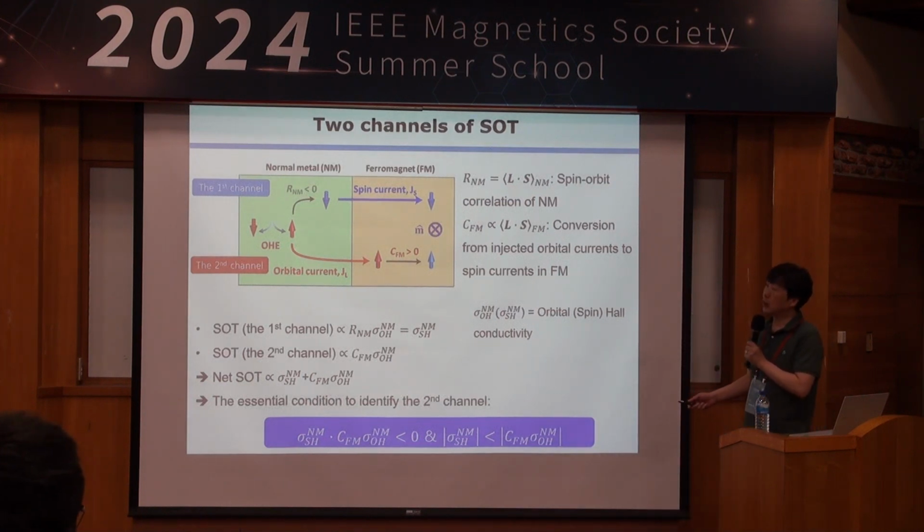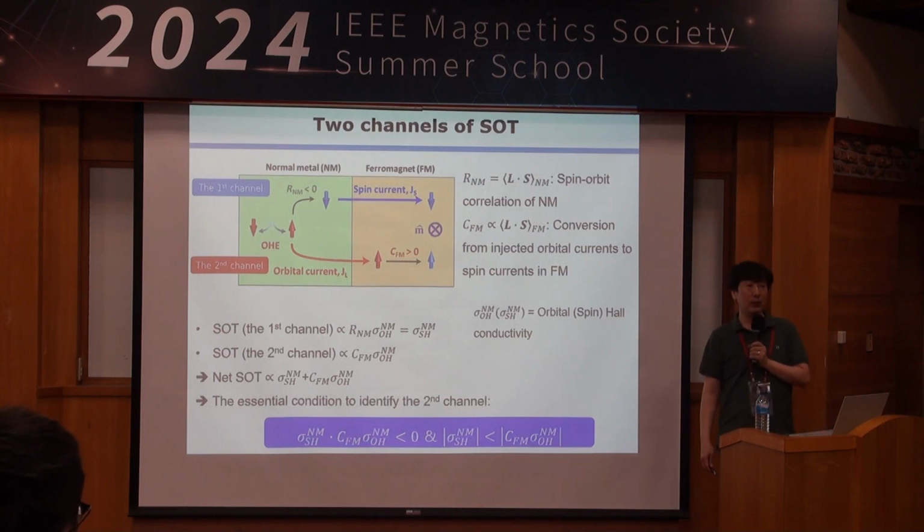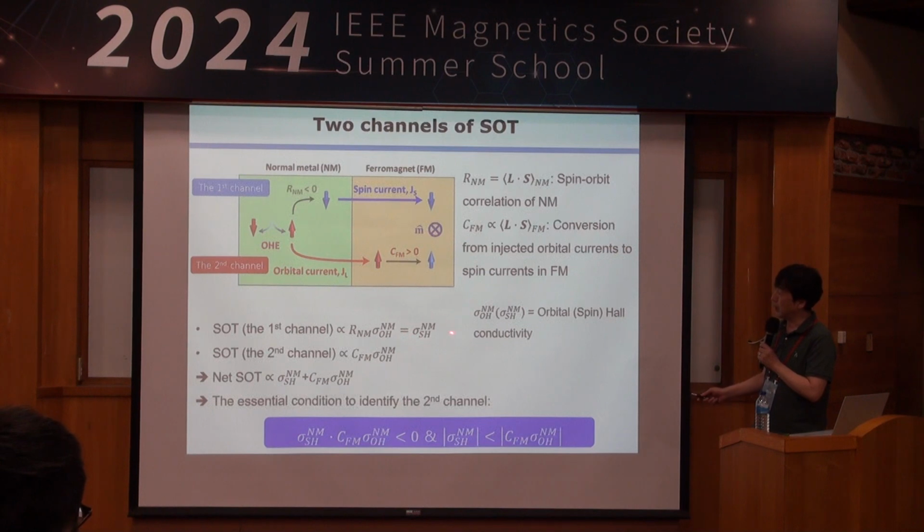So according to this orbital torque scenario, there are two channels of spin orbit torque. The first channel, the orbital Hall effect always comes first, but that orbital current is converted to spin current within the normal metal through the spin orbit coupling of the normal metal, and then this spin current is injected into the ferromagnet to exert the torque. So this first channel corresponds to our conventional understanding of the spin orbit torque. Its magnitude is given by the spin Hall conductivity of the normal metal.